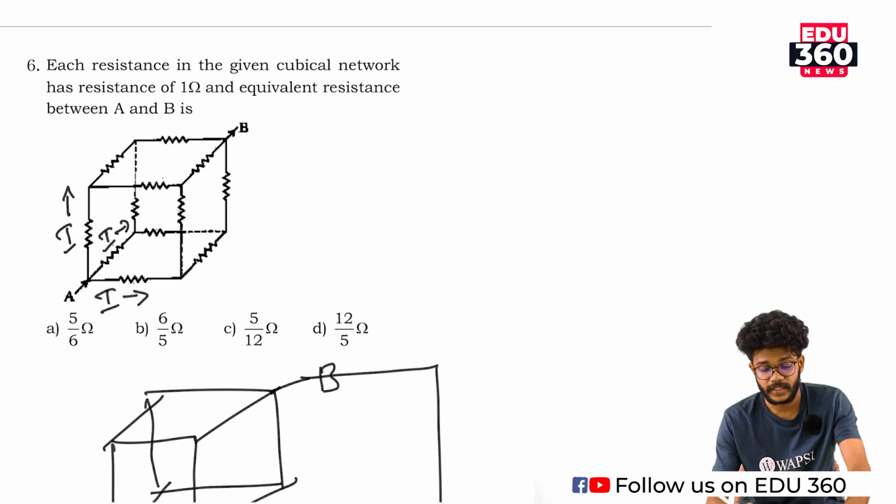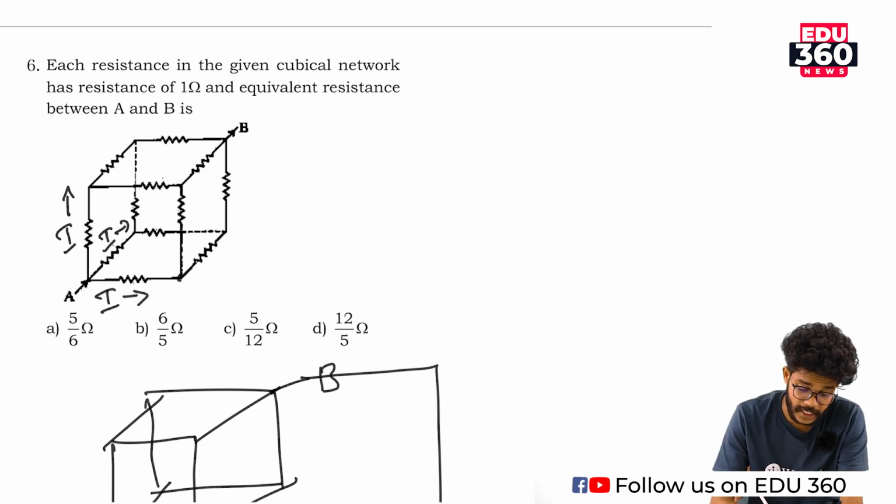So after this connection, the current is at here, and the current has to be divided into 2 parts. In this part it will be I by 2, and in this part it will be I by 2, because here it is connected into 2 parts and here it is connected into 2 parts.